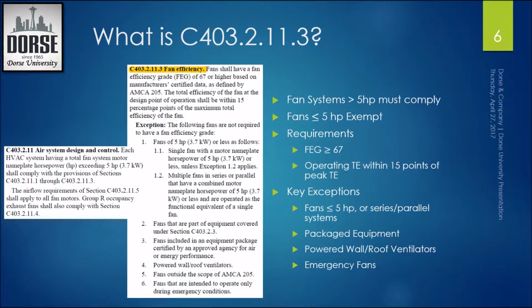Now that we have covered some of the basics of fan efficiency, what does the code say? It says all fan systems must have a fan efficiency grade of 67 or greater and must operate within 15% of the peak total efficiency. There are a few key exceptions, including fans less than or equal to 5 horsepower, packaged equipment, powered wall and roof ventilators, and finally emergency fans.